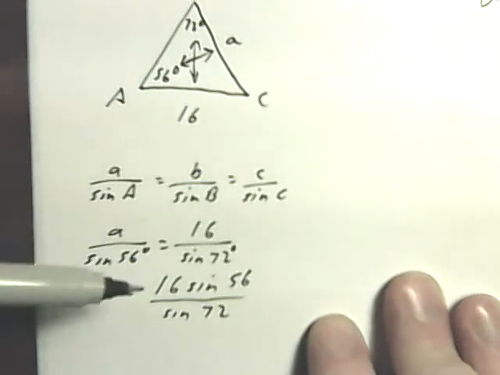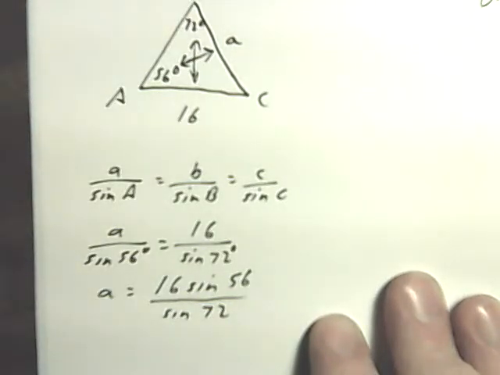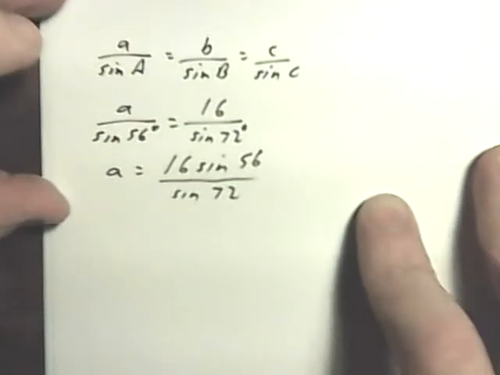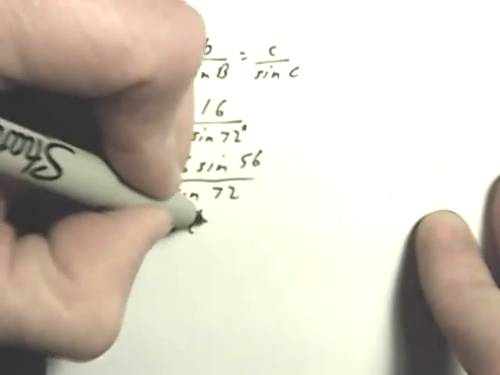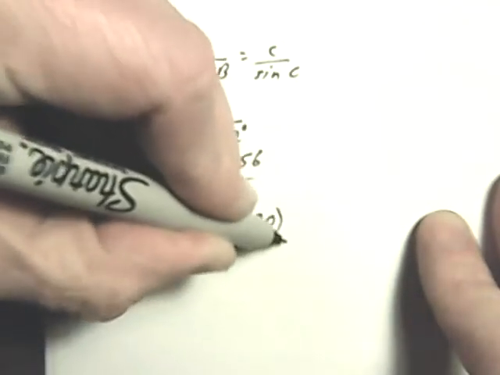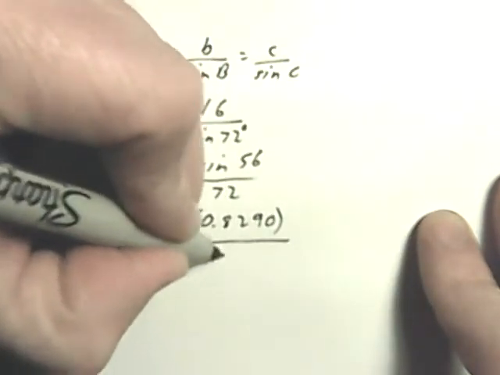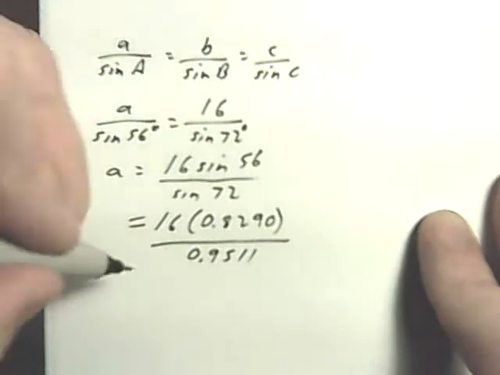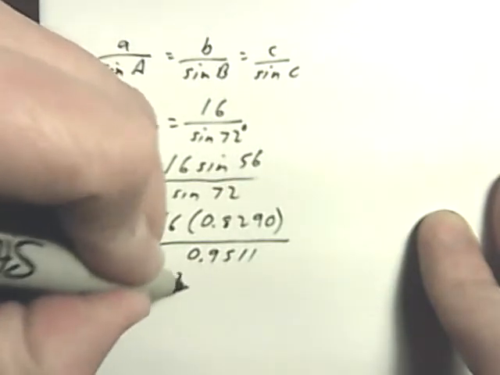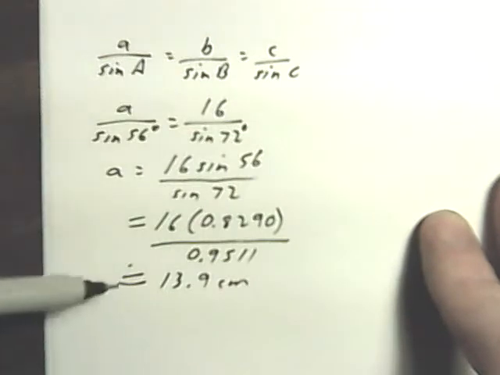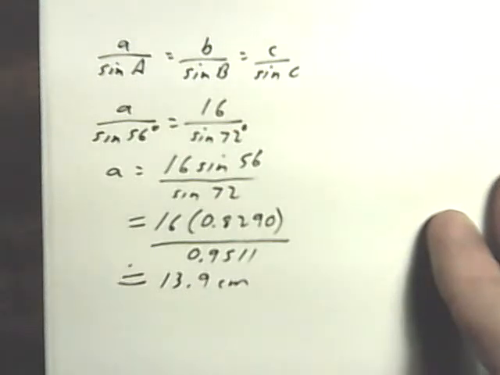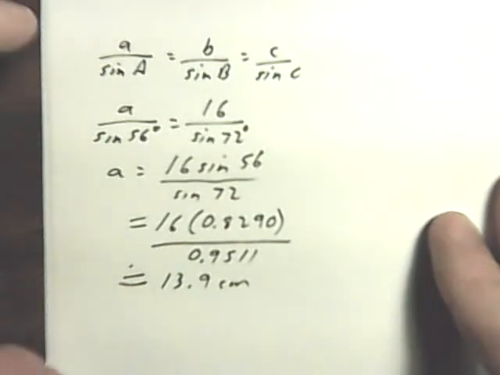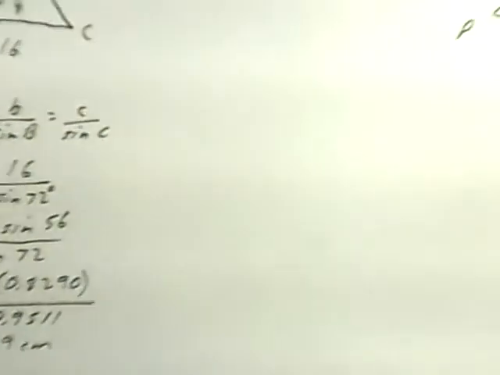Now I will just work this out. I will use my calculator to find the sine of 56 and the sine of 72 and work out the final answer. And when I work that out, I get 13.9 centimeters. Please remember, it is an approximation because these two numbers here are the rounded sine ratios for 56 degrees and 72 degrees. The other situation we use the sine law is to find an angle in a non-right triangle.